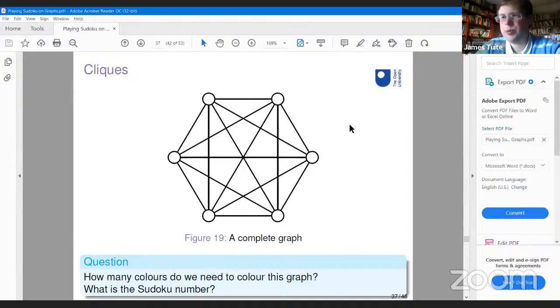Gandar says 6. Well done, Gandar wins this time. Yes, because you need to have all of the vertices different colors. Yes, you need 6 colors. Okay, what about the minimum number of clues? How many clues do you need?